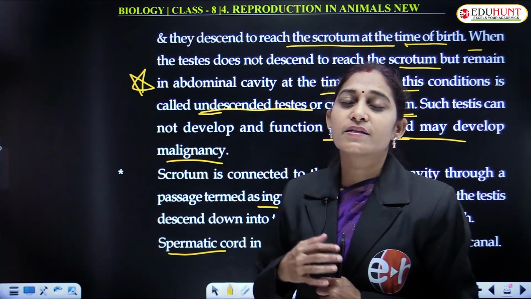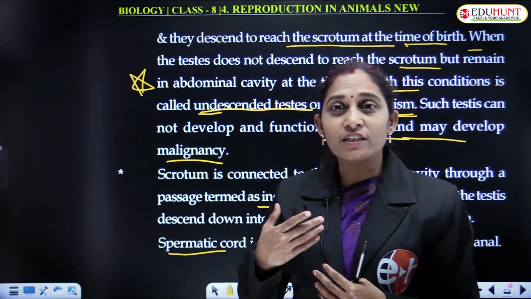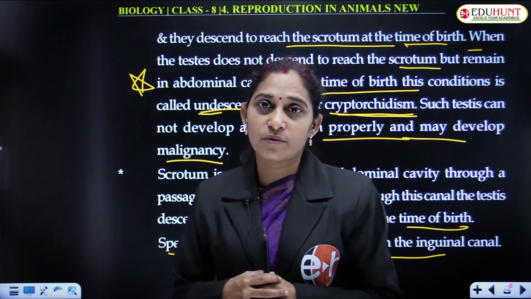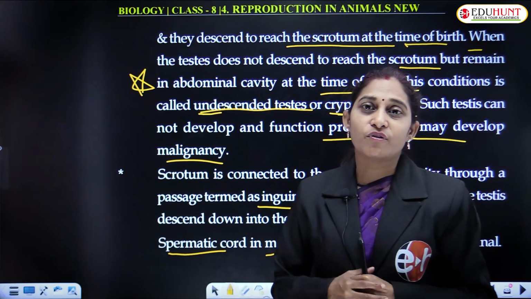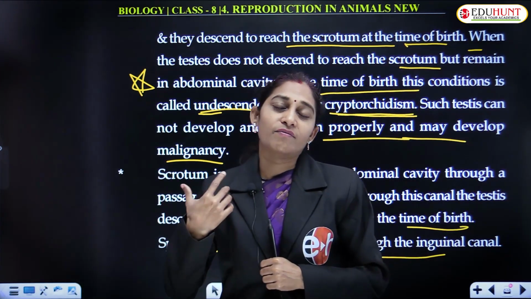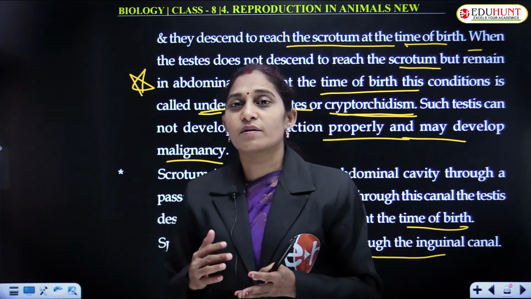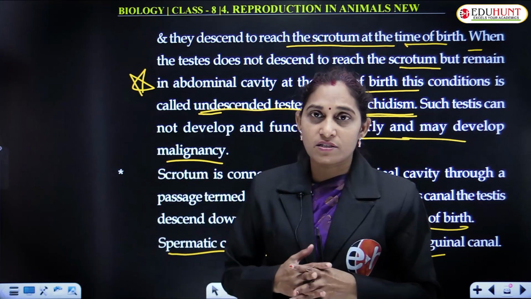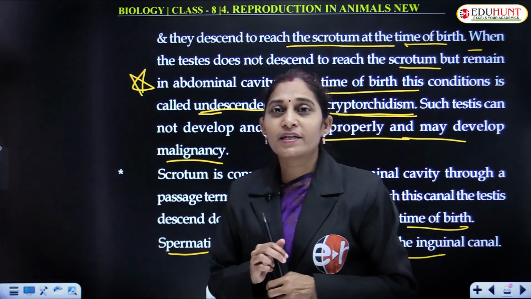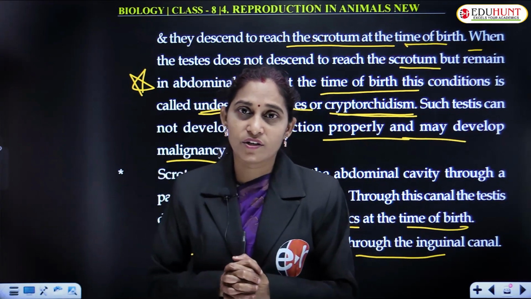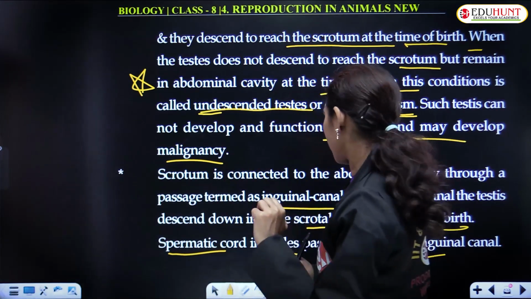The dartos muscles show contractions and relaxations according to the change in the temperature of the surrounding environment. If the temperature is lower, colder than before, then it contracts. And when the temperature is higher, then it relaxes. So these changes are brought about by the dartos muscles present in the wall of the scrotal sac. The remaining details I'll discuss in the next video. This is only the basic part of the primary sex organ of males.